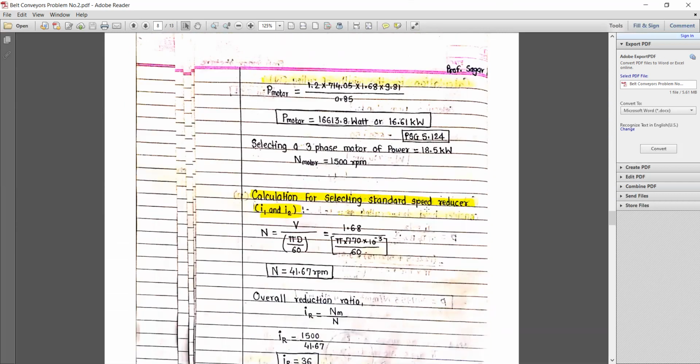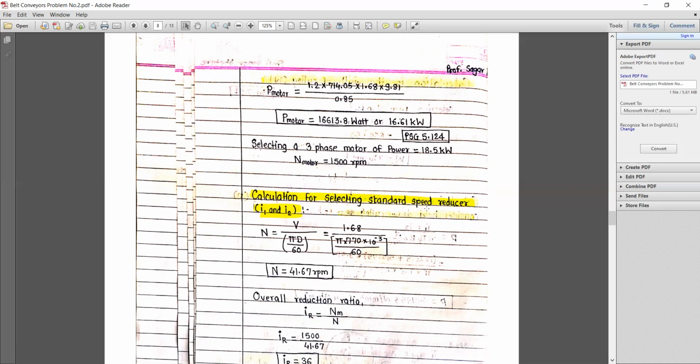Putting all the values, the power for the motor, P, is equal to 16,613.8 watts. By using page number 5.124, we have to select a standard motor, that is a 3-phase motor. Our calculated power is 16.61 kilowatts, so we have to select more than that. The standard motor capacity is 18.5 kilowatts with a motor speed of 1500 rpm. These are the standard values, so you can note down the frame number and other details. If you want, you can draw a simple schematic diagram, because we are using a coupled motor.